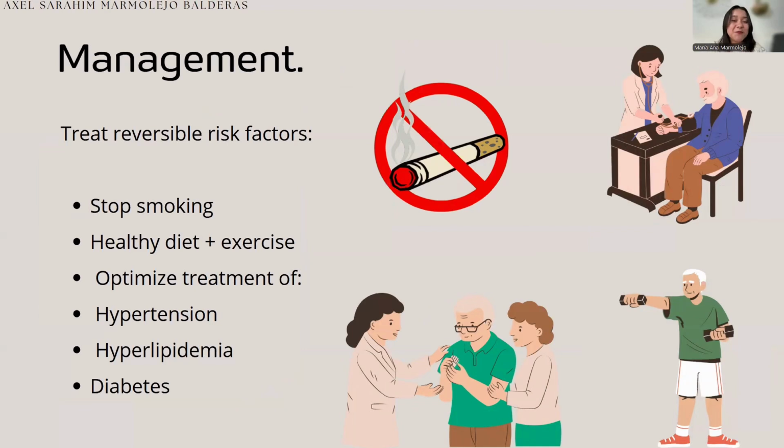After that, we talked to our patient and tried to make him understand that the factors that were risking this kind of illness were reversible. Some of them, for example, to stop smoking, which was an indication to do immediately, and also to stay on a healthy diet, and to do a little bit more exercise. And we also try to optimize the treatment of hypertension, hyperlipidemia, and diabetes. In his case, he had hypertension and hyperlipidemia.